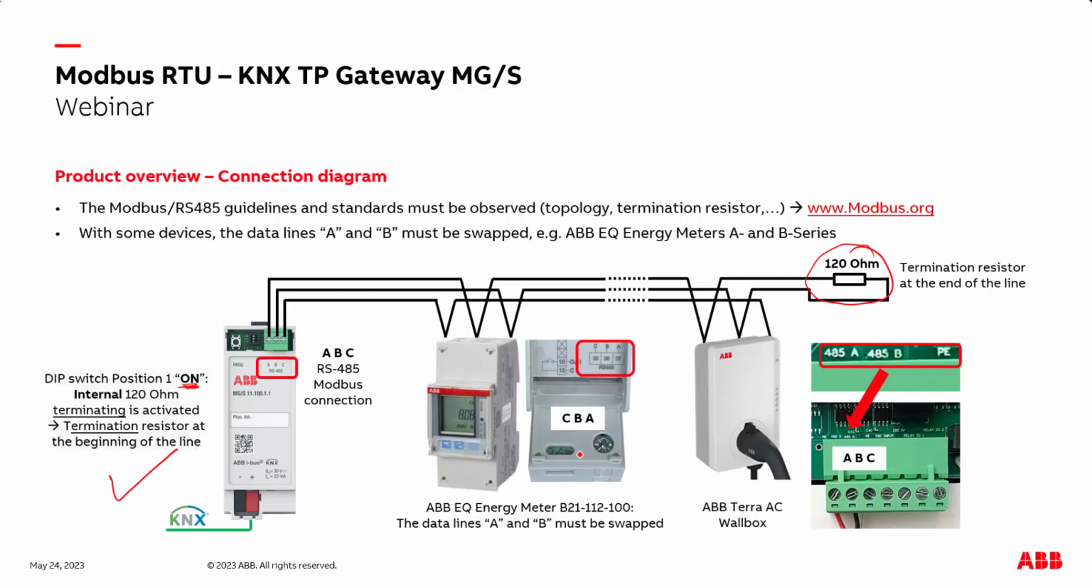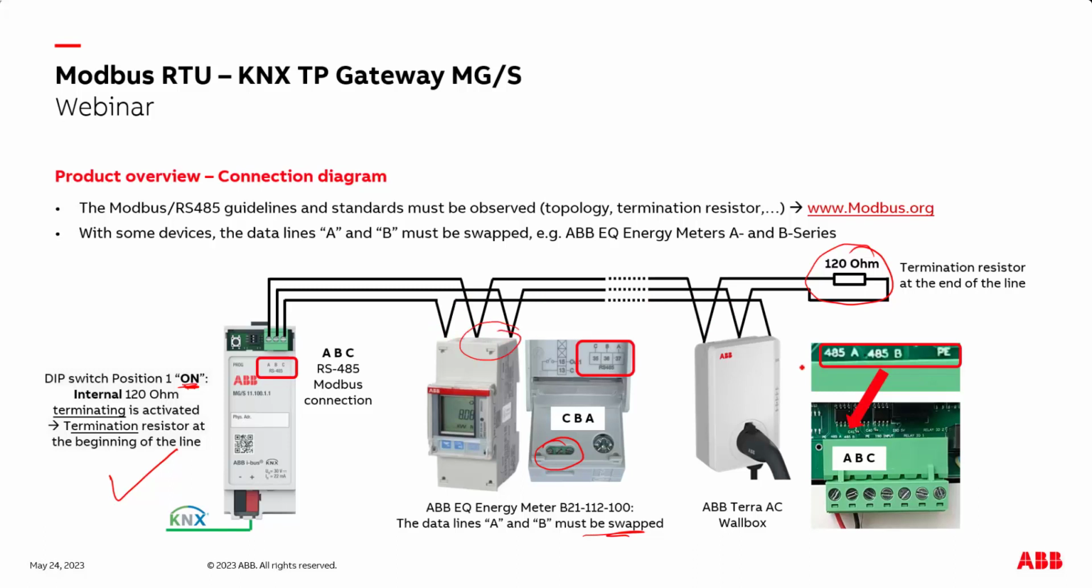So remember, for some meters or devices you must swap the data lines A and B. Here we have the communication, and you can connect the Modbus cable here with C, B, A, but on this device you must swap A and B. That's why we come in with our data line C, go to the next device, but A and B must be swapped in our meter.